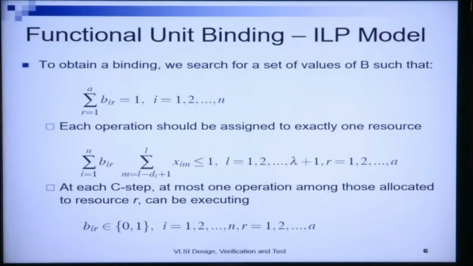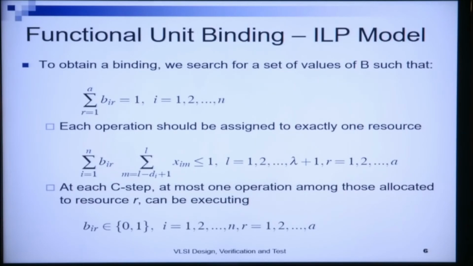Now, we come to the first term here. What does this first term tell me? Summation i equals 1 to n of b_ir. That means, for each resource r, what do I want to determine? If you see this term in isolation, it will give me all operations that are bound to resource r, because we are doing this whole constraint for each resource at each time step.